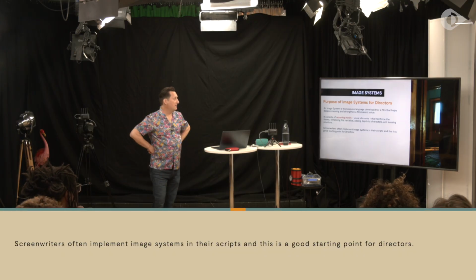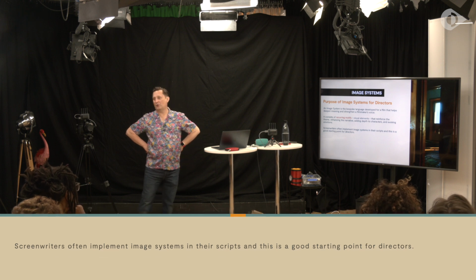Screenwriters often implement image systems in their scripts, and this is a good starting point for directors. So if you're not sure where your image system comes from, the first place you'd usually look is the script itself. Technically speaking, the screenwriter should have an idea of what the theme is in the screenplay that they're creating. And if you're a writer-director, you will be doing that as well, and you may even be thinking about the images further down the line.